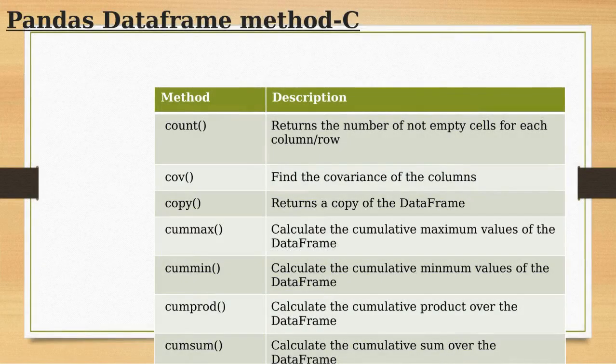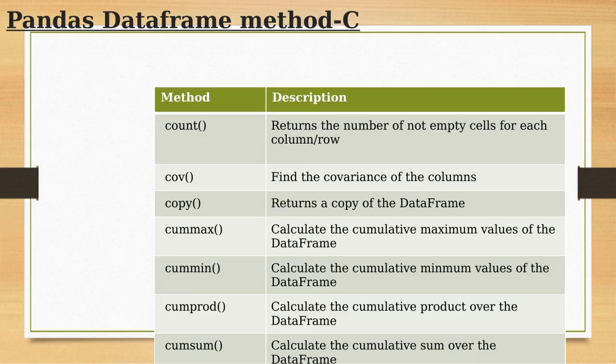In this slide, we continue learning about additional data frame methods that begin with the letter C. These methods help us count values, calculate statistical measures, create copies of data, and perform cumulative operations. Let's briefly understand each method.